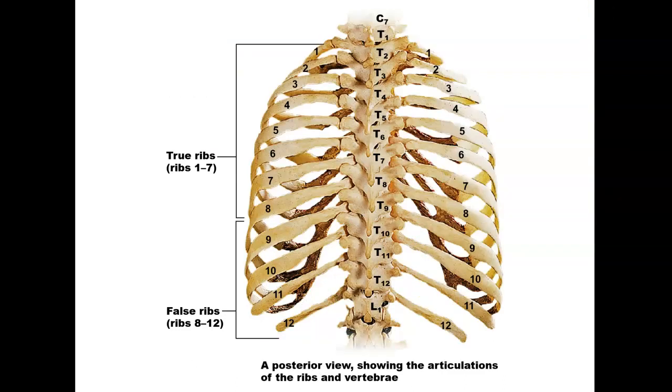This is a view of it from the posterior section, or you're looking at it from the back. Your T1 through your T12, those are the ones that are going to articulate with each rib. Then the L1 starts the lower back, and it does not articulate with a rib.